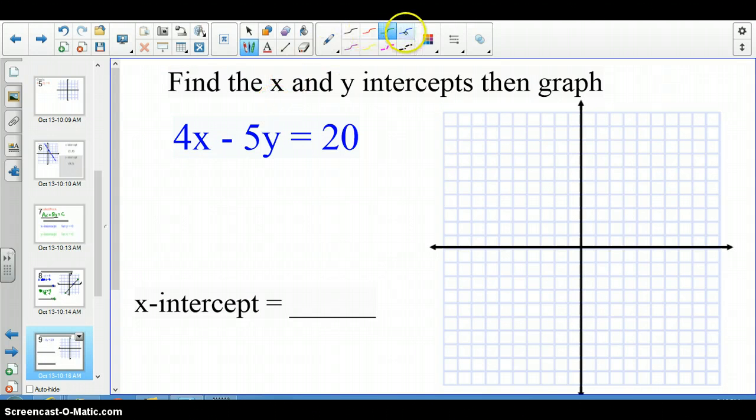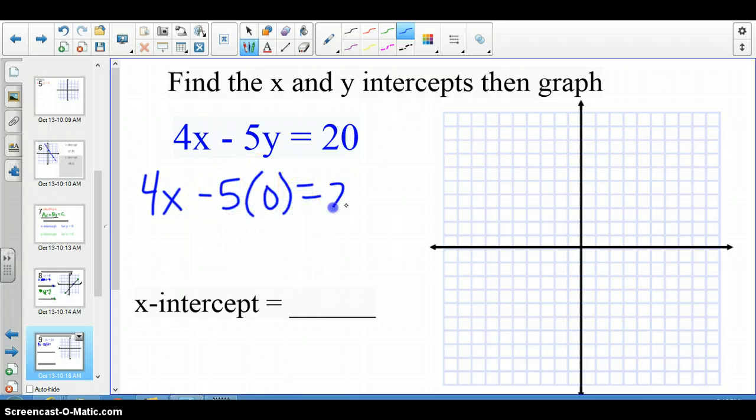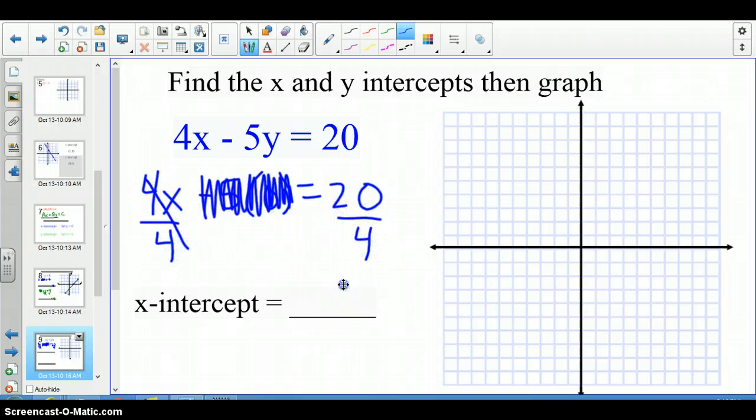So let's try this next one. I'm going to find my x-intercept, so 4x minus 5y equals 20. Plug 0 in for y. Now negative 5 times 0 is 0. So this is gone. So 4x equals 20. I'm going to divide each side by 4. So x equals 5.